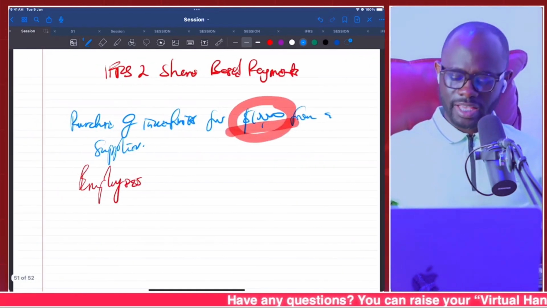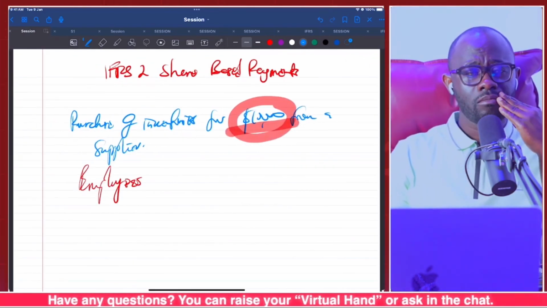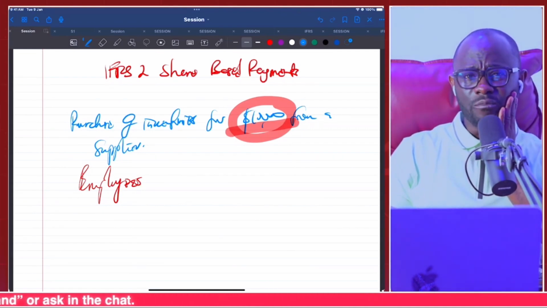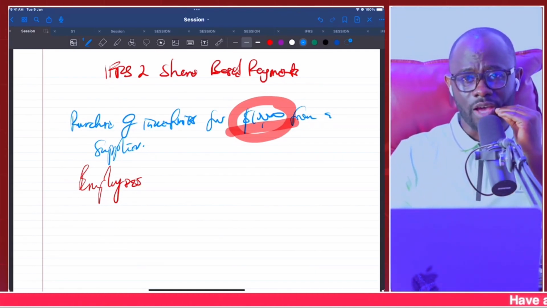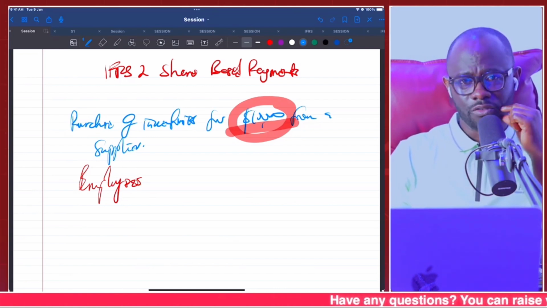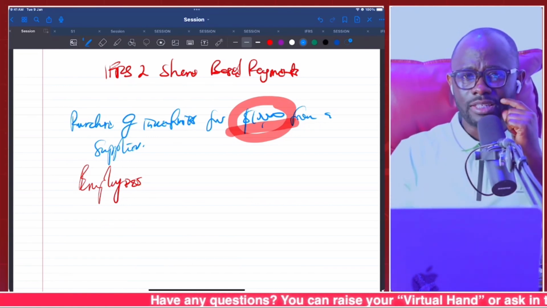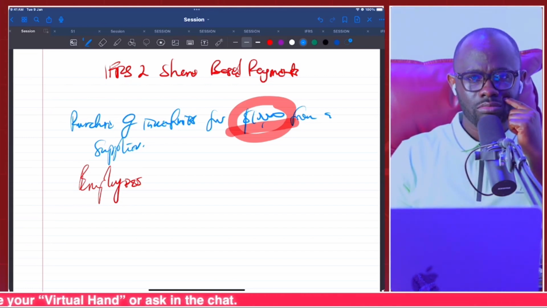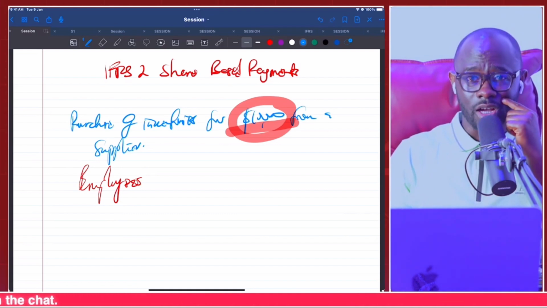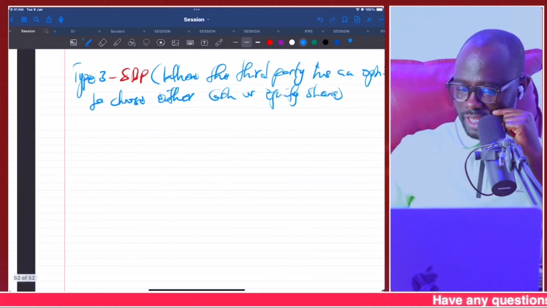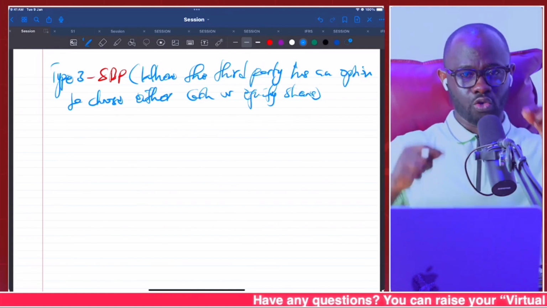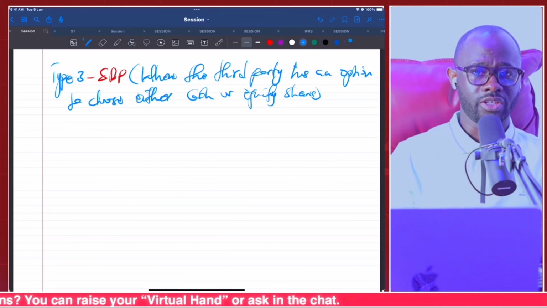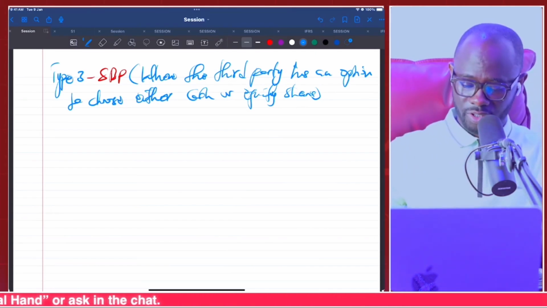So here, what we are saying here is that supplier, listen, we are buying inventories of 10K. We don't have money now, but we have a deal for you. 3 months from now, you can get some money based on the value of the shares of the company, or you can acquire some shares in our company worth $10,000. That is what we are talking about. So the third party has an option to choose between cash or equity shares. So let's look at the accounting treatment for this.